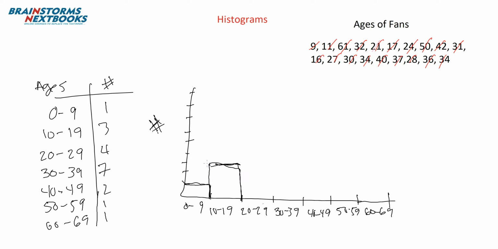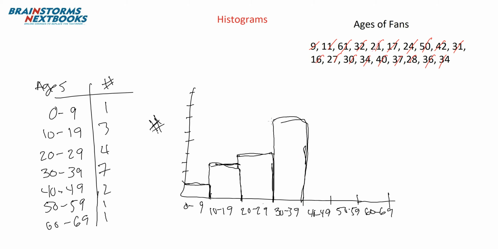And you can already see this is starting to look nice. You can totally represent your data. 20 to 29, that was 4. So it looks like about here. Right? So there's your 20 to 29. What about 30 to 39? That was our most. 1, 2, 3, 4, 5, 6, 7. So that's way up here at 7, and it's going to look like this, okay?